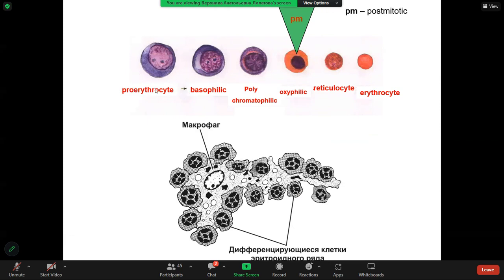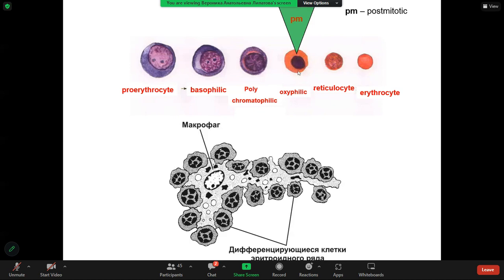Here you see pro-erythrocyte, basophilic, polychromatophilic, oxyphilic. Procyte, what is this class? Class number 5. Number 5, very good. And reticulocyte and erythrocyte, class number? Number 6. Yes.